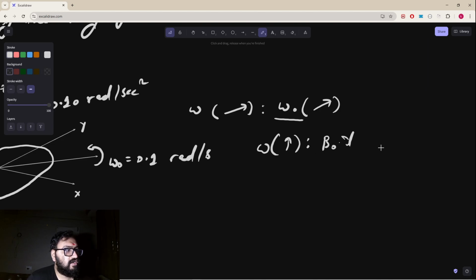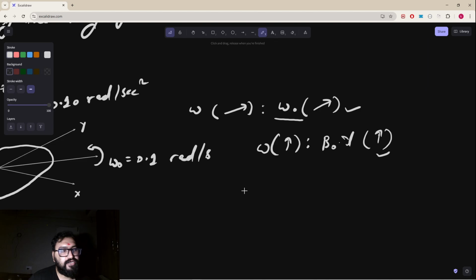Now these two vector quantities are perpendicular to each other, right? This one is lying on the horizontal plane. Its direction is continuously changing, but at any point of time it will be on the horizontal plane only. Whereas this angular velocity is along the z-axis, which means that these two vectors are perpendicular to each other.